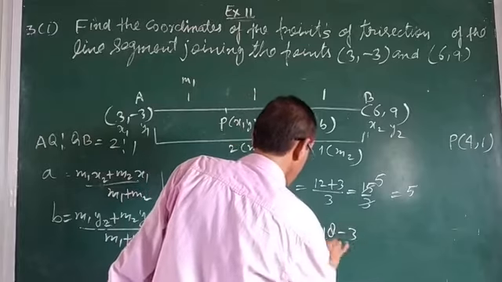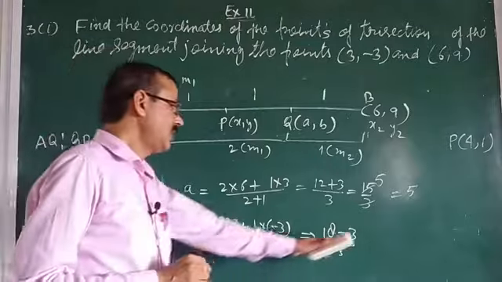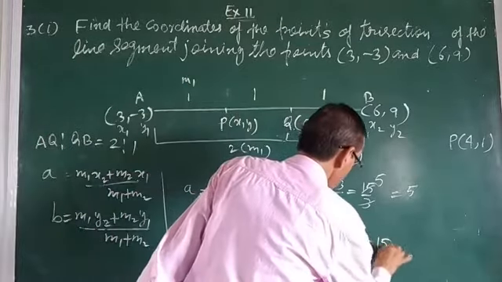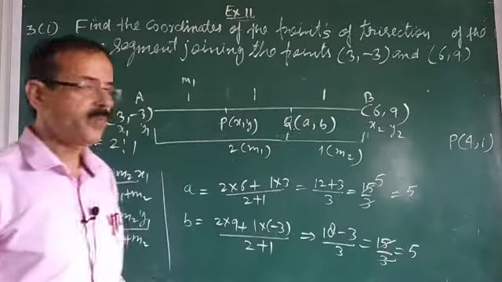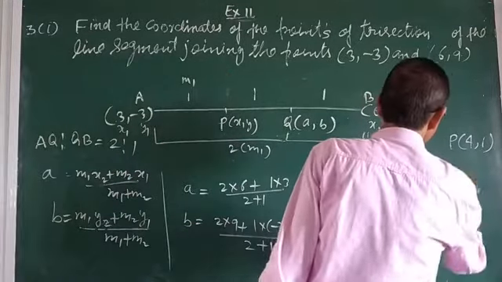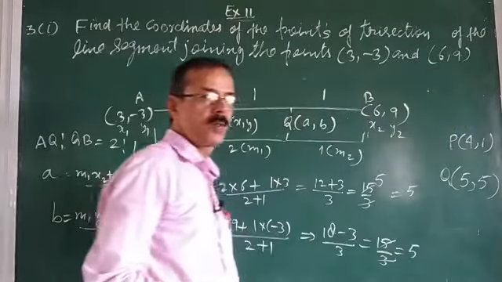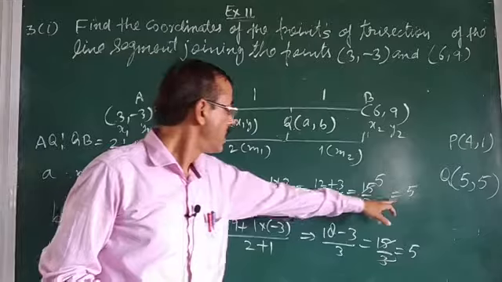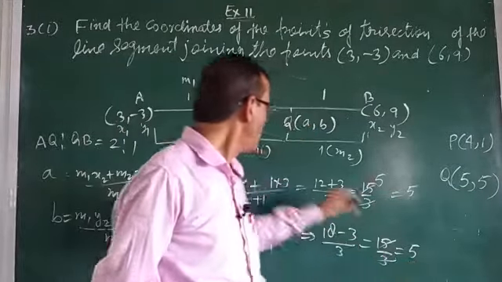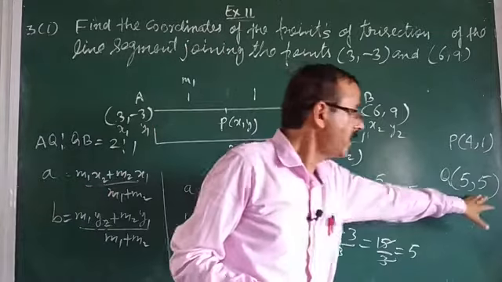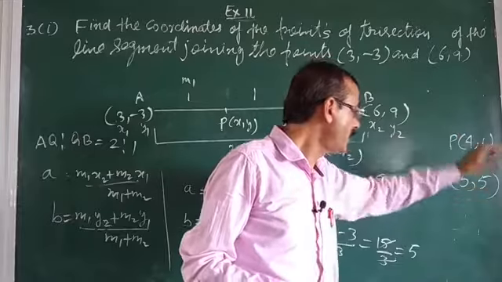18 minus 3 over 3. 18 minus 3 is 15, 15 upon 3 is equal to 5. So we found that the Q value came 5 comma 5. A came 5 and B came 5. So the coordinate of Q, (a, b), is (5, 5).